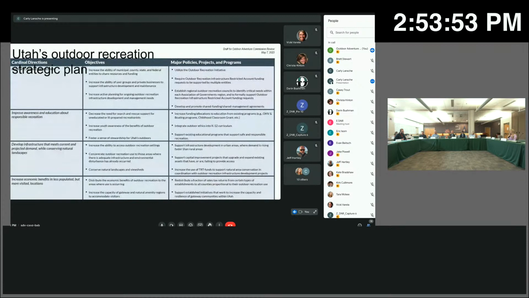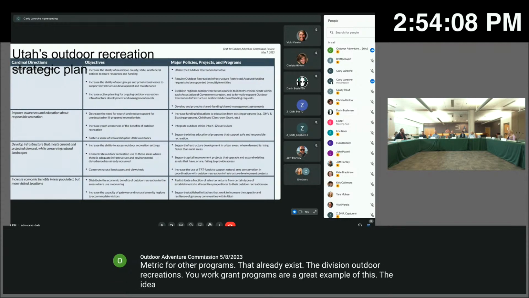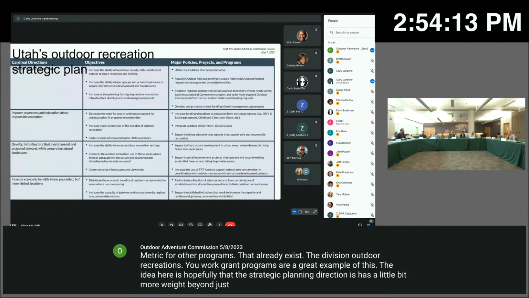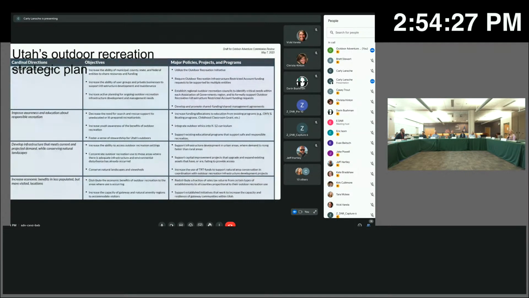And it can also be used as an evaluation metric for other programs that already exist. The Division of Outdoor Recreation's UORG grant programs are a great example of this. The idea here is hopefully that the strategic planning direction has a little bit more weight beyond just the decisions of the Outdoor Adventure Commission and the projects that are forwarded to the state legislature. Maybe these are also key directions that can find their way into the UORG grant programs and have a little bit more pervasive role in shaping outdoor recreation across the state.